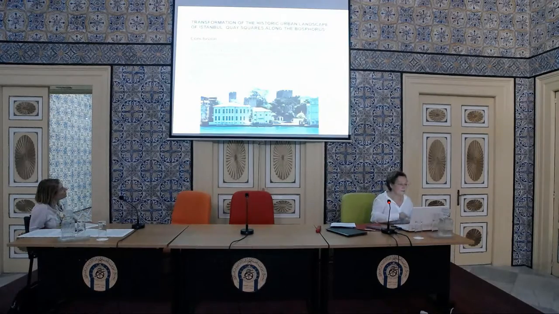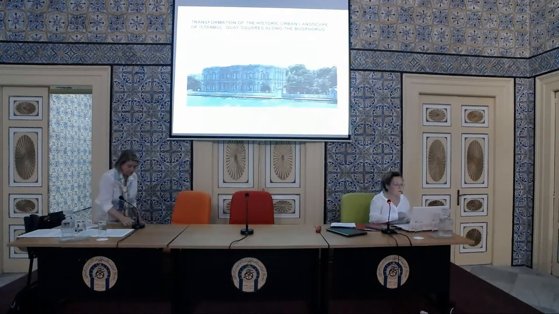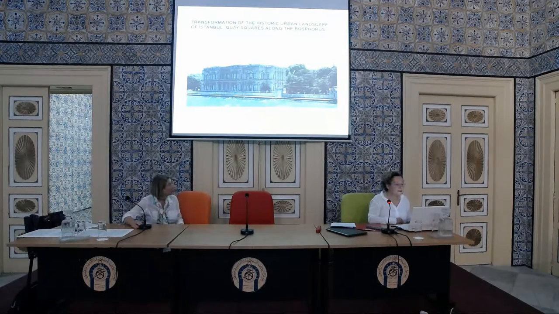Coming to the conclusion, due to its unique geographical location, Istanbul has always been a maritime city and the Bosphorus has always been its most significant formation. Furthermore, the Bosphorus and the settlements with their unique quay squares along both of its sides have been the most important elements in the creation of the spectacular historic urban landscape of the city. This is a palace inherited from the Ottomans.